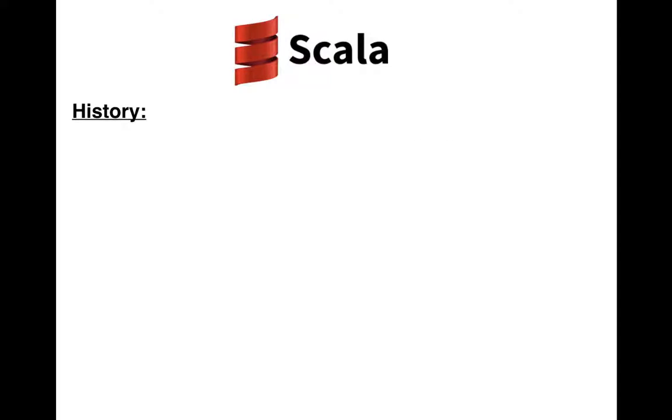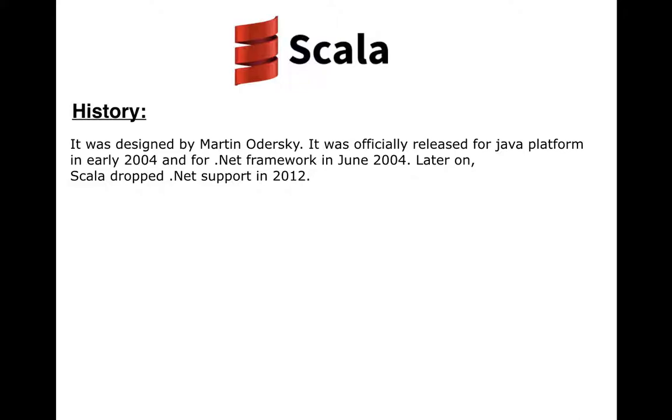So, some history of Scala. It was designed by Martin Odersky and it was officially released for the Java platform in early 2004. It's not a new programming language, because it was officially released in 2004, and for the first time it was released for the .NET framework later in 2004, in the month of June. And then later on Scala dropped the .NET support in 2012.